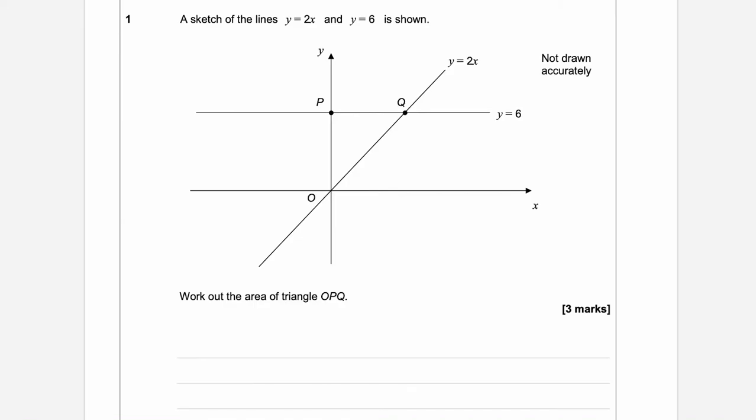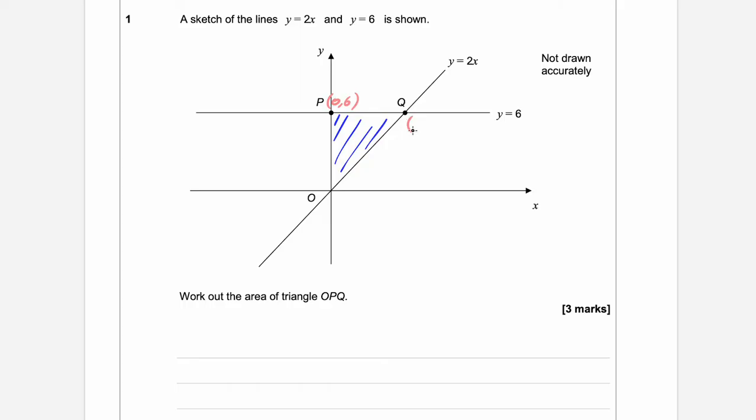Hi guys, okay, specimen paper 2. A sketch of the lines is shown. Find the area of triangle OPQ. So guys, that is this triangle here that they want. So the coordinates, guys, if that's 6, then the coordinate of P is (0, 6).